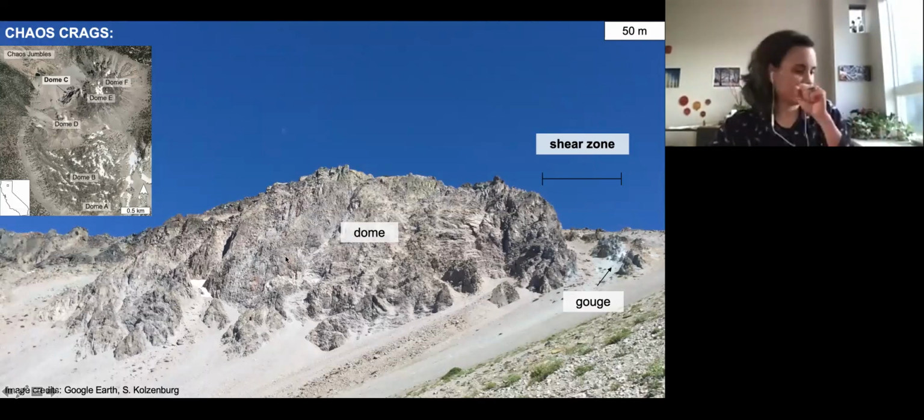And then 300 years ago, a majority of Dome C collapsed. You can see the actual collapse deposit up here in the top of the image, giving us this beautiful exposure of the lava dome interior, as well as the shear zone that encircles the lava dome.